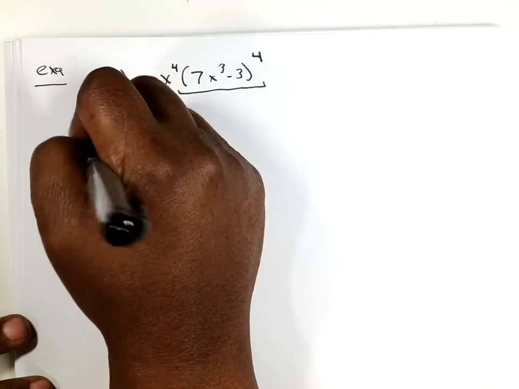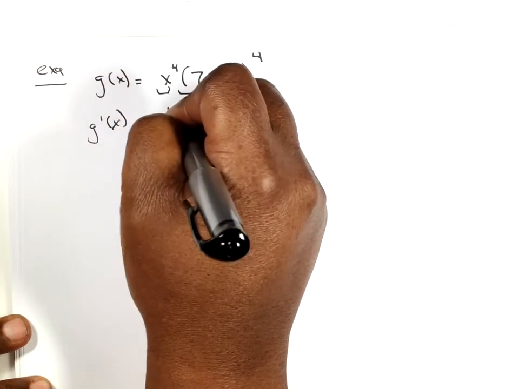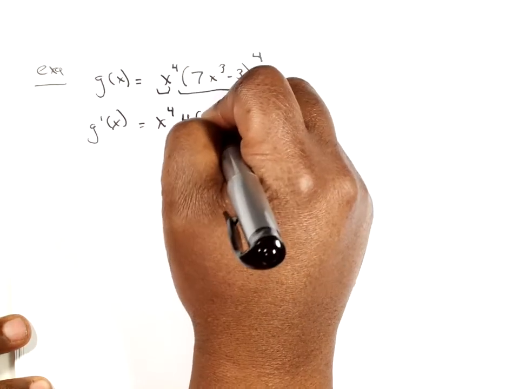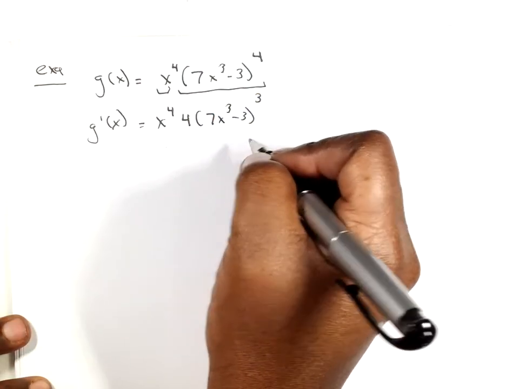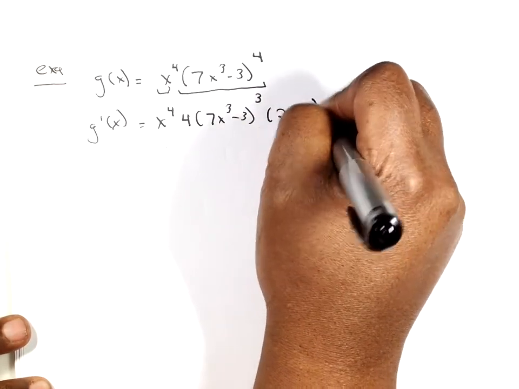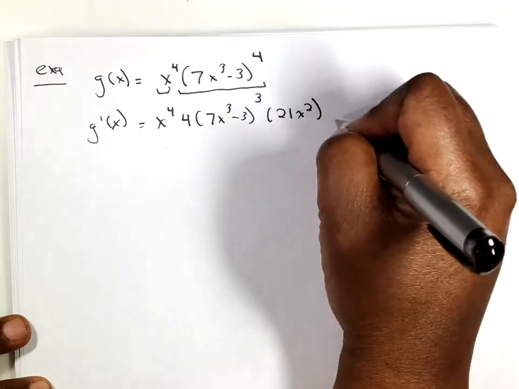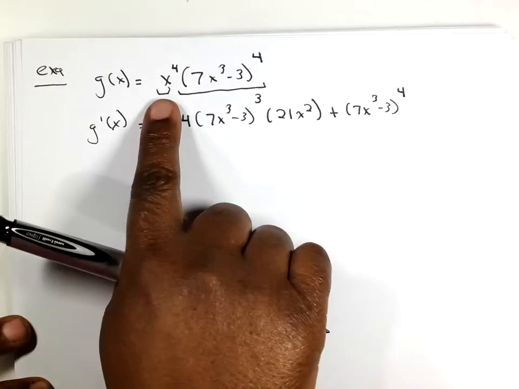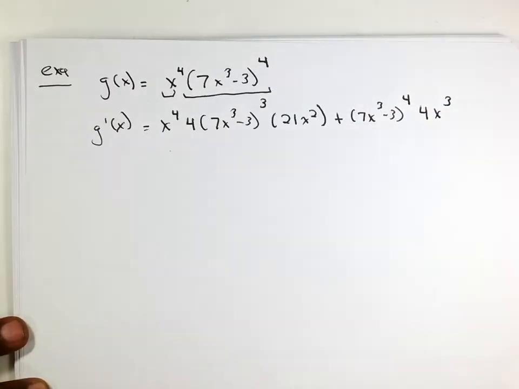So g prime of x, I'm just leaving the first function alone, and then taking the derivative of the second one. So that 4 gets multiplied out front, and then this becomes to the 3rd power. And then I have to take the derivative of 7x cubed minus 3, and that gives me 21x squared. Now, I'm going to leave the second part alone, so (7x cubed minus 3) to the 4th. And then I'm taking the derivative of this x to the 4th, and that will give me 4x to the 3rd power.